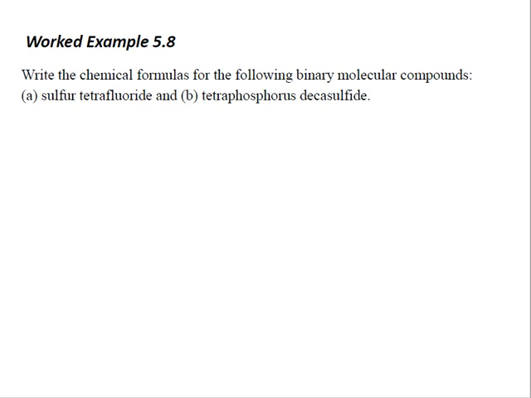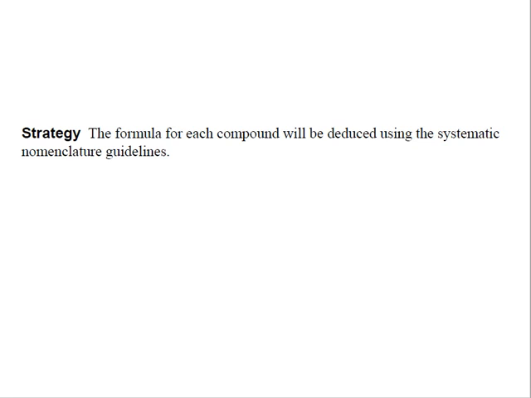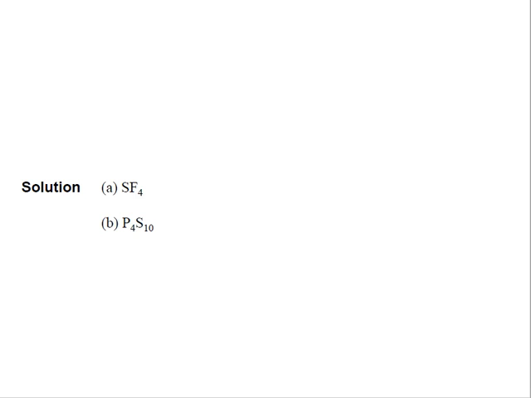The key thing is to make sure that you know the Greek prefixes and what they mean, how many elements each represents, and then just write it out using the abbreviations and subscripts. So the strategy, of course, will be figured out using the systematic nomenclature guidelines, as I mentioned. The first one is SF4. And the second one is P4S10.